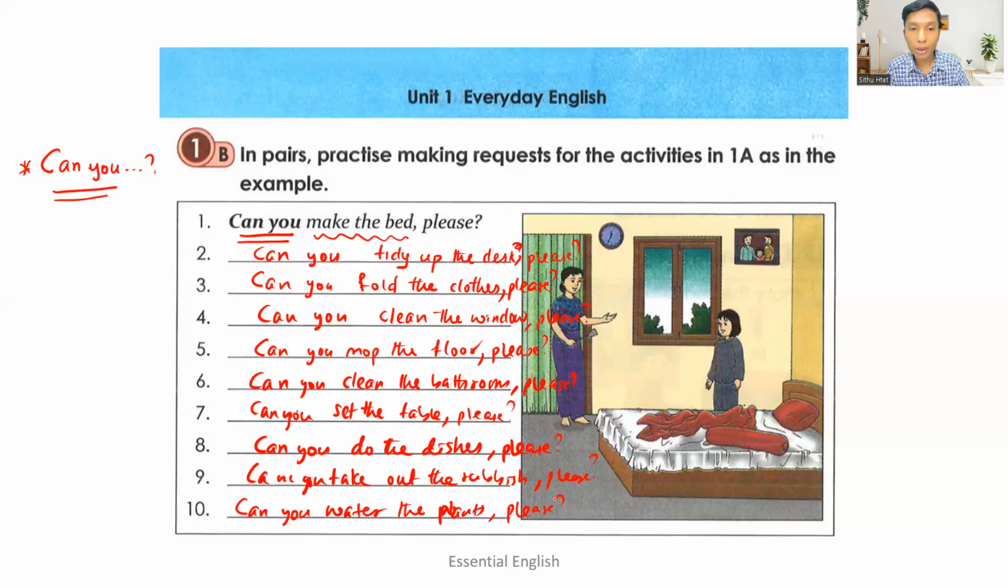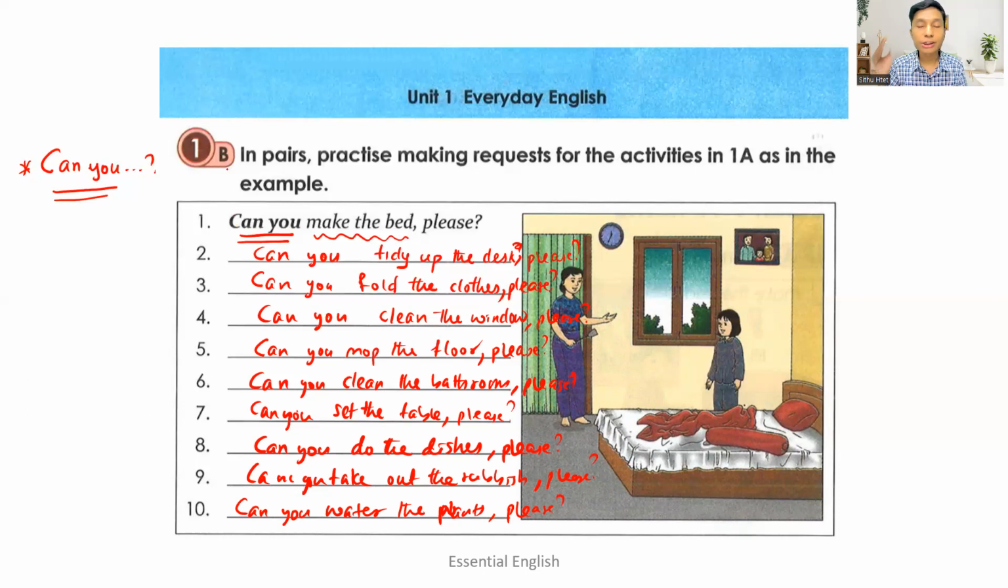If you want to make a request, in other words, if you want to ask someone to do something, you can use can you, and you can use the main verb. So please think about something. If you want somebody to repeat after you, how can you make the request? Can you repeat after me? Yes, that's right.